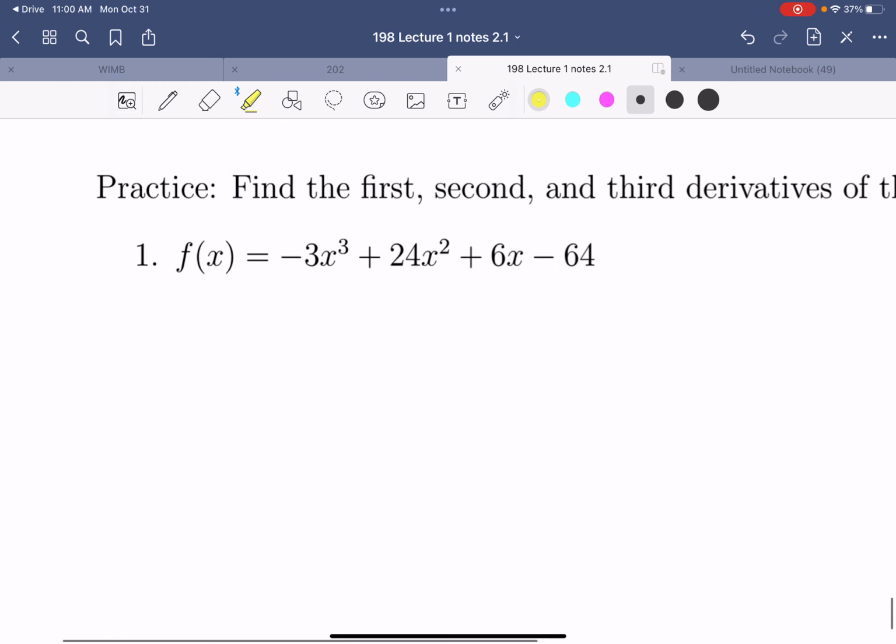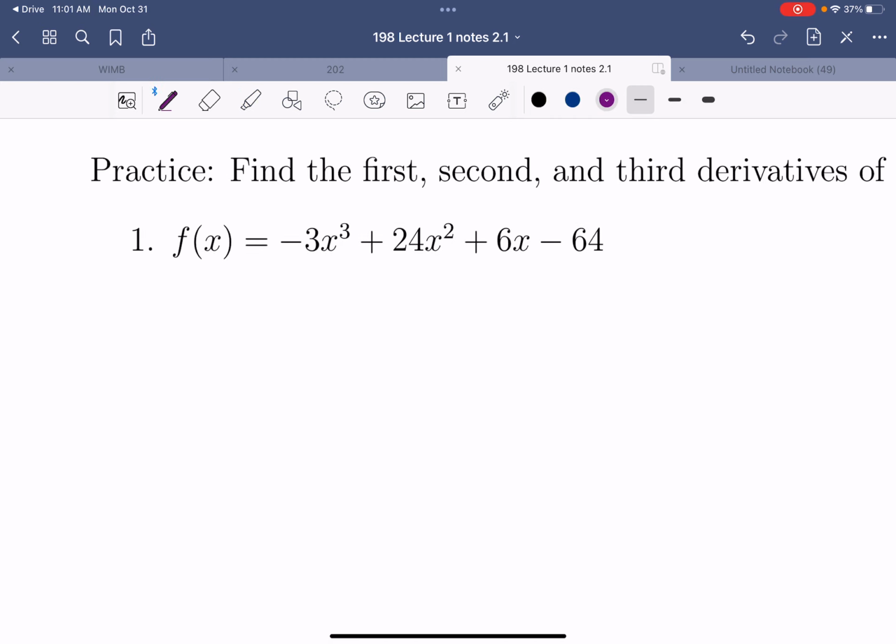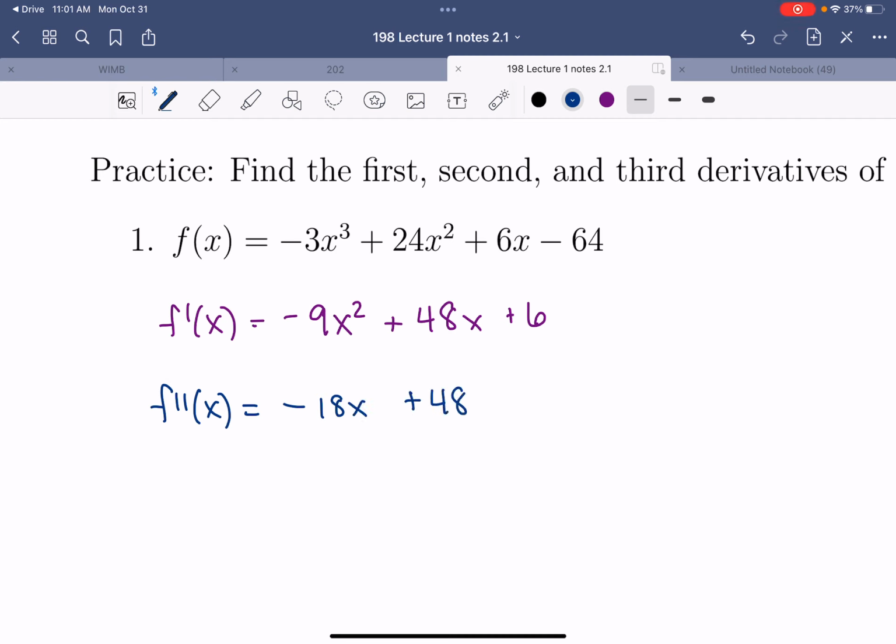So if I take a look at this first function, we've got negative 3x cubed plus 24x squared plus 6x minus 64. If I take the first derivative like we've been doing, I use my power rule. And so this becomes negative 9x squared plus 48x plus 6. Then, if I want the second derivative, I use good notation. That way we know which one you're talking about. And I'm going to take the first derivative, the negative 9x squared plus 48x plus 6, and apply my rules again. So using my power rule, this is negative 18x plus 48.